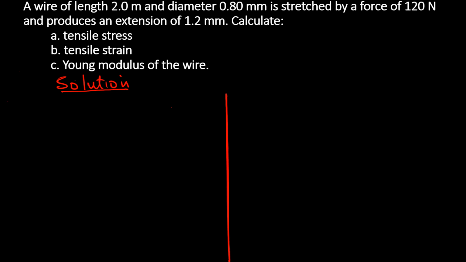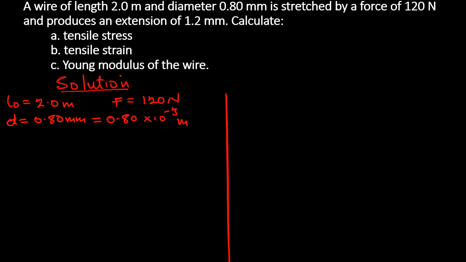So the length of the wire was 2.0 meters and the diameter, which is D, is 0.80 millimeters. So you have to convert this one to meters. So it will be 0.80 times 10 to the power minus 3 meters. Okay, and the force, which is F, was given to be 120 Newton, and also the extension, which is E, is 1.2 millimeters. So this will be equal to 1.2 times 10 to the power minus 3 meters.